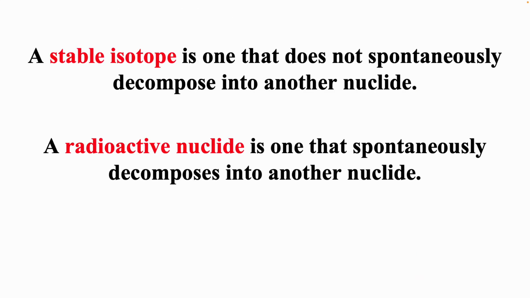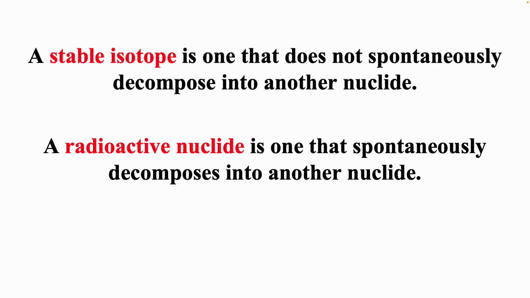And so a stable isotope is one that does not spontaneously decompose into another one. And so again, spontaneous means occurs without any outside intervention. Doesn't mean it happens instantaneously or quickly. It just means it occurs without any outside intervention. A radioactive isotope is one that spontaneously decomposes into another nuclide.